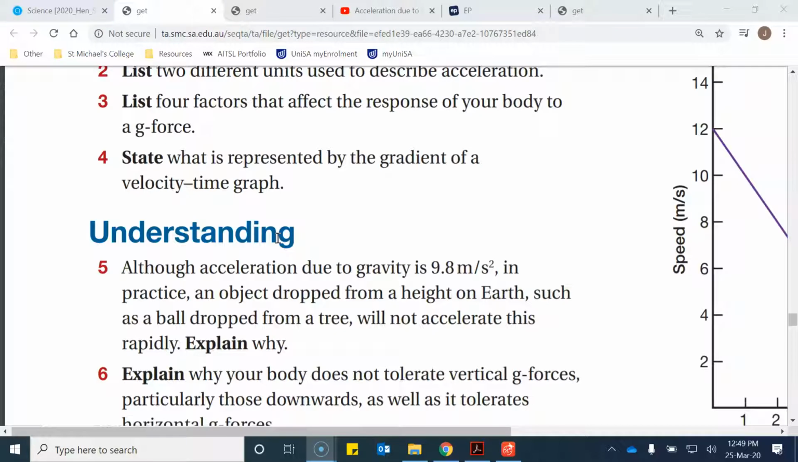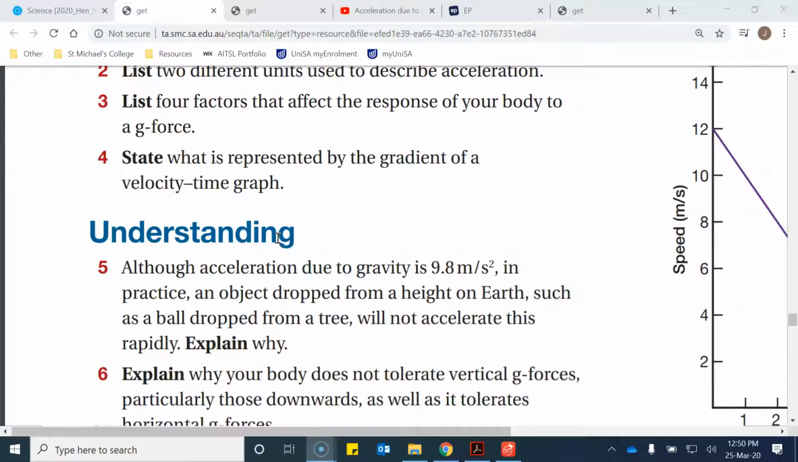5. Although acceleration due to gravity is 9.8 meters per second squared, in practice, an object dropped from a height on Earth, such as a ball dropped from a tree, will not accelerate rapidly. Explain why. Can anyone give me a reason why? Yep. Good guess, but no.